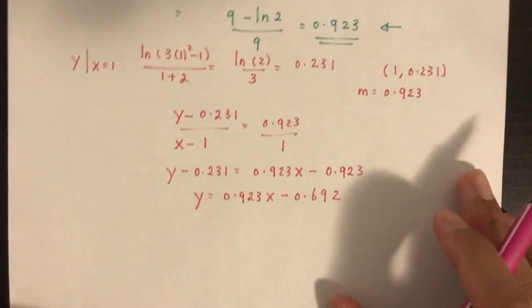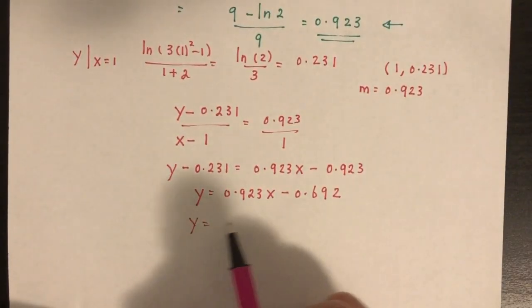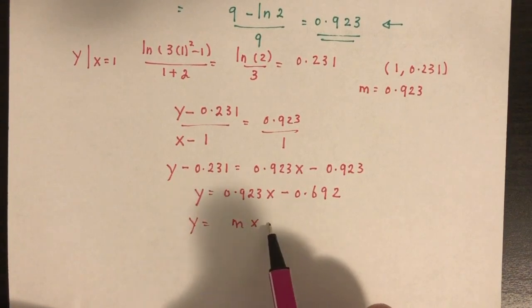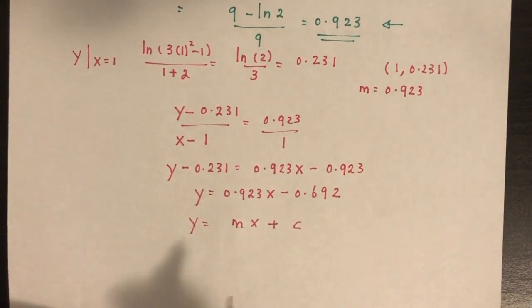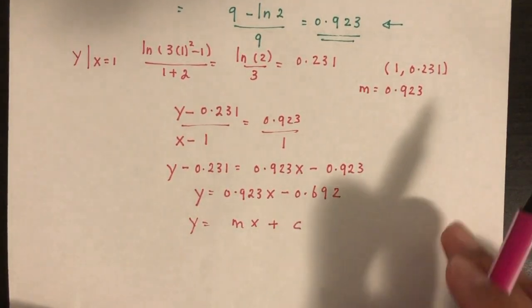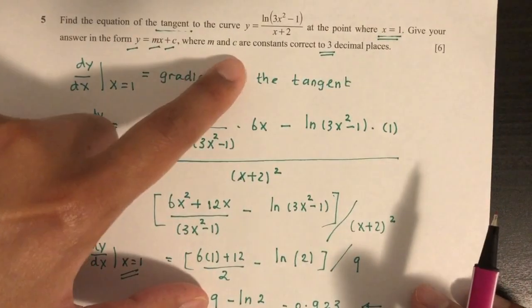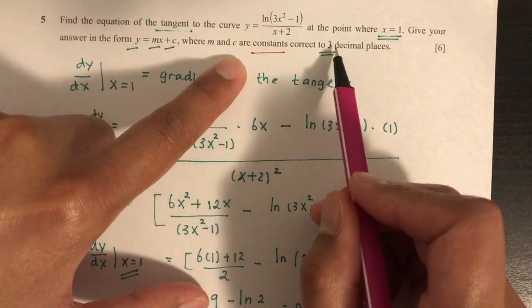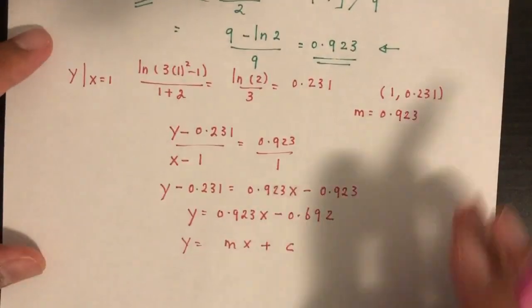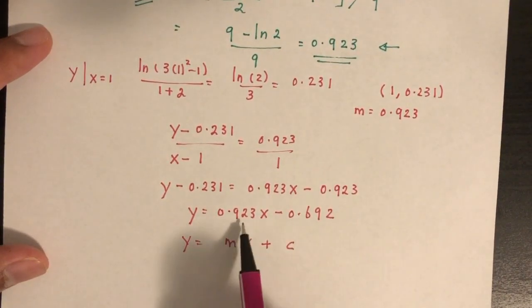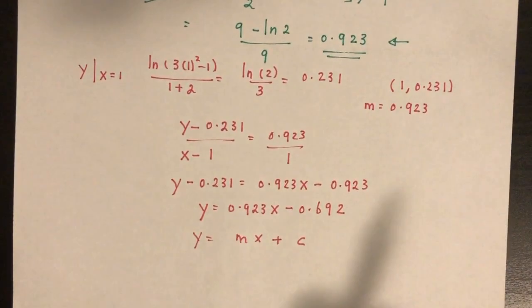So as you can see, the equation is in the form of y equal to mx plus c. This is just minus here, that's okay. Our answers of m and c are constants, correct to 3 decimal places, as you can see. And this will be question number 5.